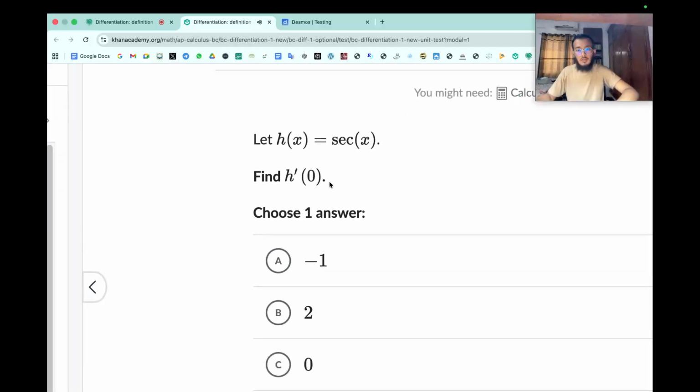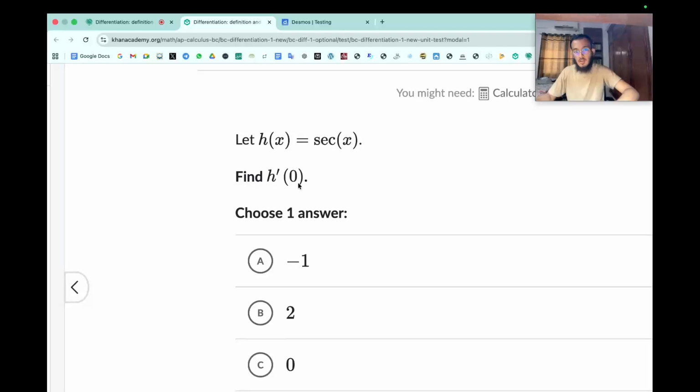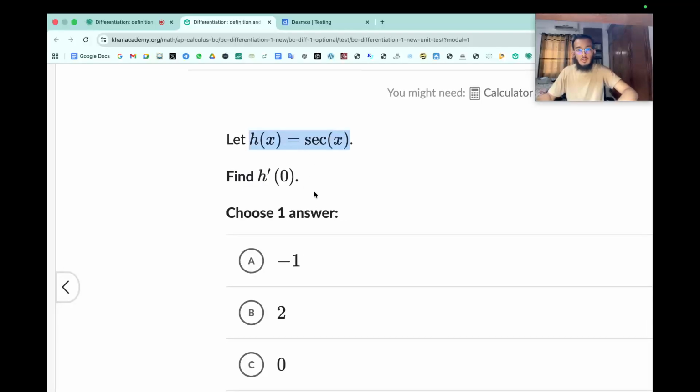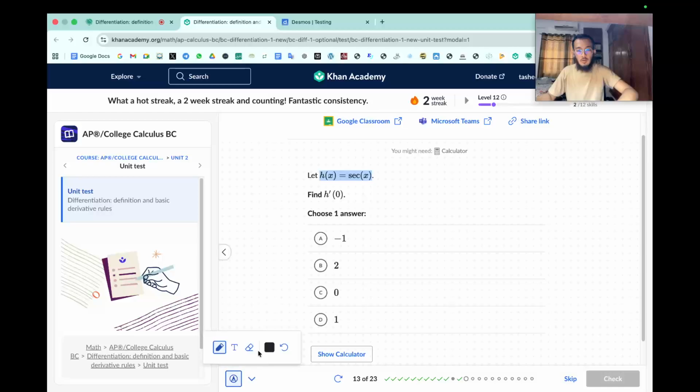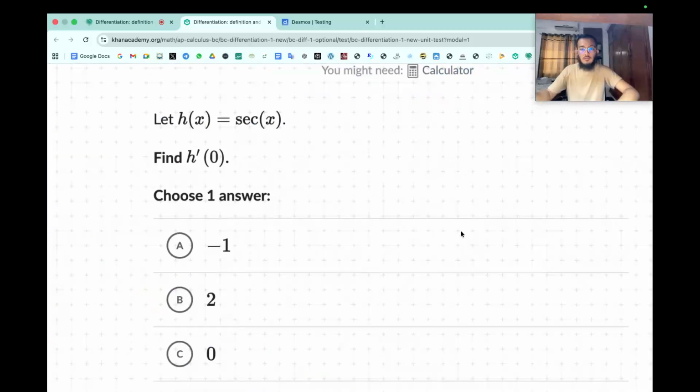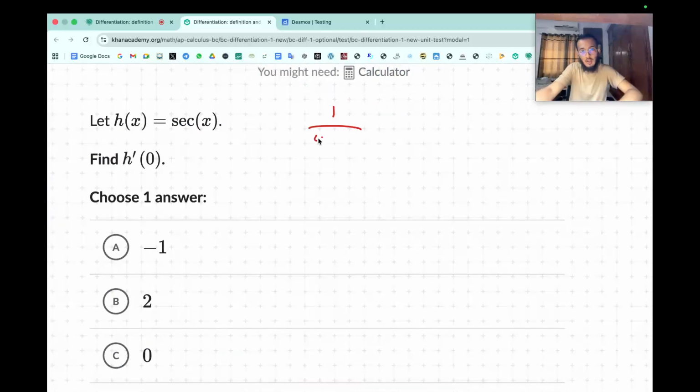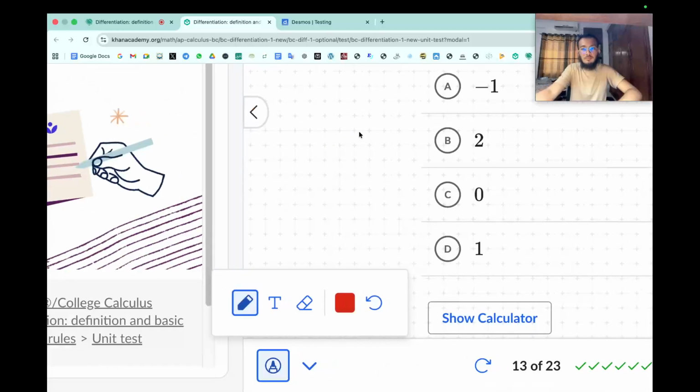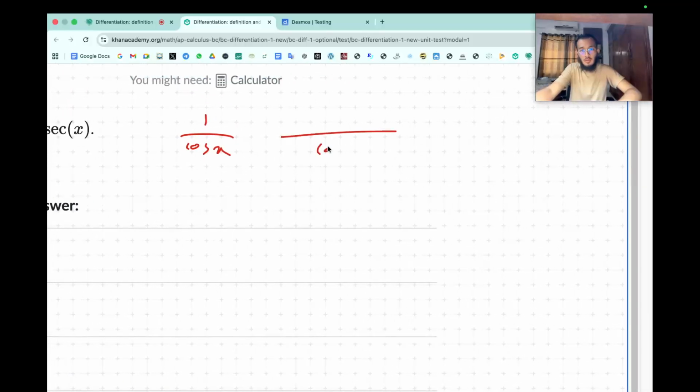So differentiation of h, and 0. So sec is 1 upon cos. And how do we differentiate this? Well, quotient rule. Cos squared x. Cos x times differentiation of 1 is 0. So 0 minus 1 into differentiation of cos, which causes a negative sign. So we're left with positive sine x upon cos squared x.